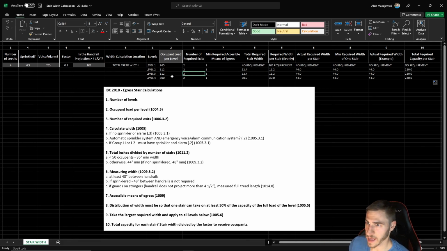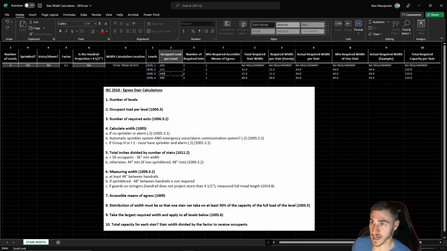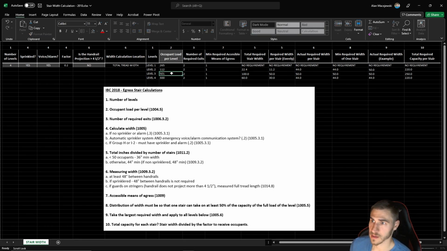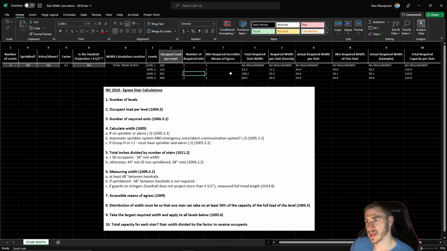So let's see that in action. Let's just say, for example, I have level 3 here, and I have 499 occupants. Nothing changes as far as the number of exits, but of course, everything down the line does, which we'll get to. Then the second I go to 500, again, nothing changes, but 501, boom, I have 3. That also means I have to have the minimum required accessible means of egress, which is always one less than the required number of exits. So in this case, I've got 2. I need at least 2.